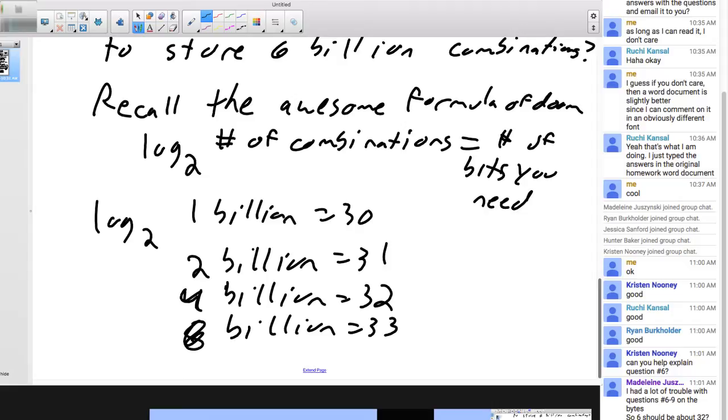7 says, what if I only had 4 bytes? 4 bytes is 32 bits. Now how many things can I address?